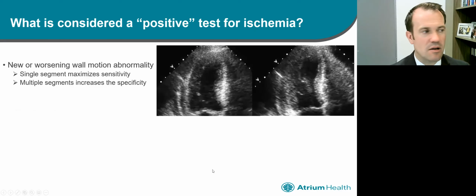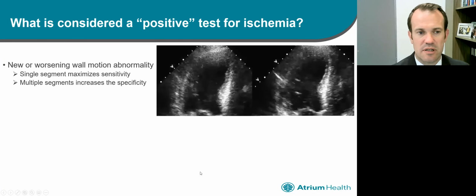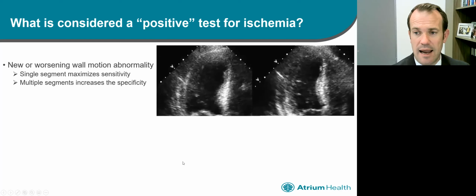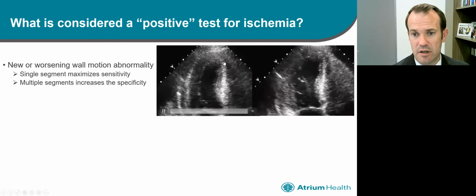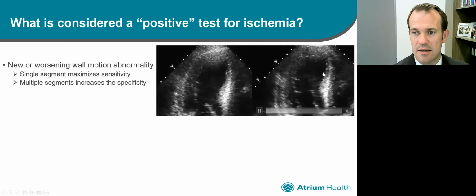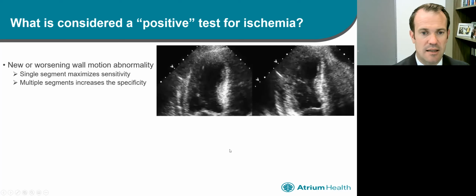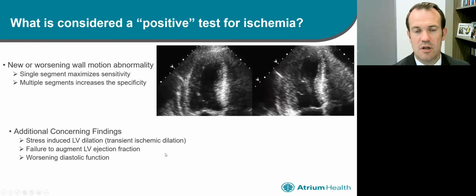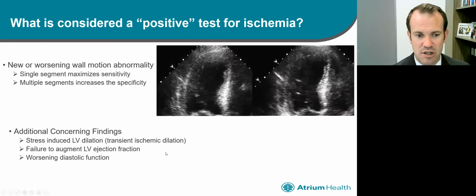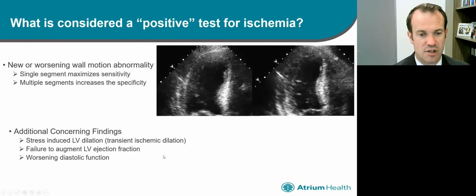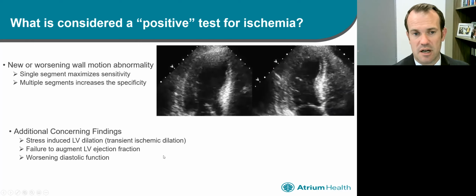So what is considered a positive test for ischemia? Well, a new or worsening wall motion abnormality is really what we're looking for. And here you can see normal apical septum, and in someone who's got a LAD lesion, a reduction in that segment there. Additional concerning findings include transient LV dilation, a failure of the LV to improve its ejection fraction with stress, or worsening diastolic function.